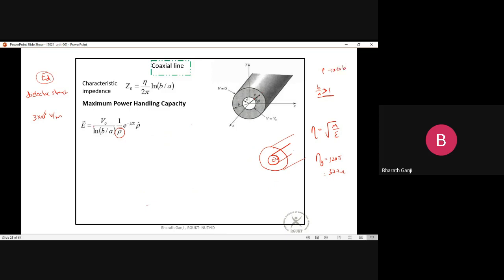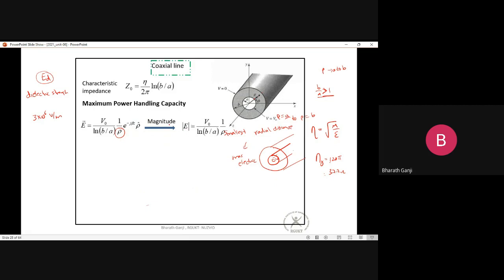So where can I have the maximum electric field? It depends upon where I have the smallest radial distance. So where I have the smallest radial distance, there I can have the maximum electric field. You might say the smallest radial distance is rho equal to 0, but rho equal to 0 is not a case here, because your coaxial cable itself starts from rho equal to A to rho equal to B. So A is the smallest number.